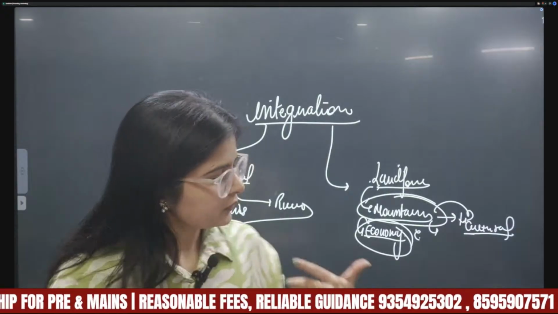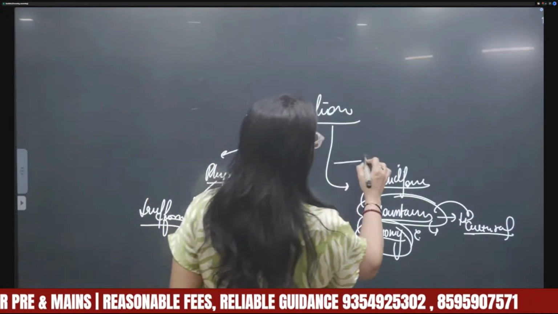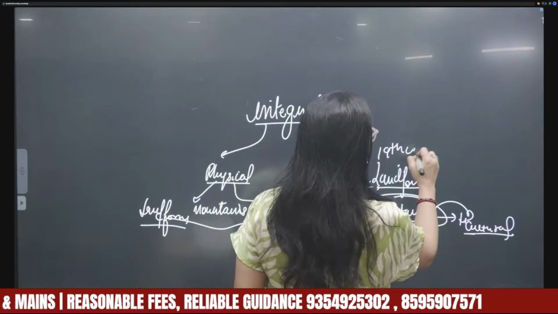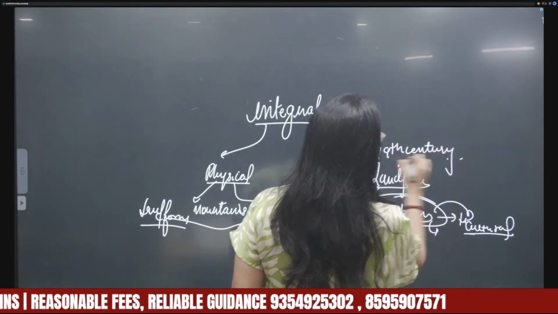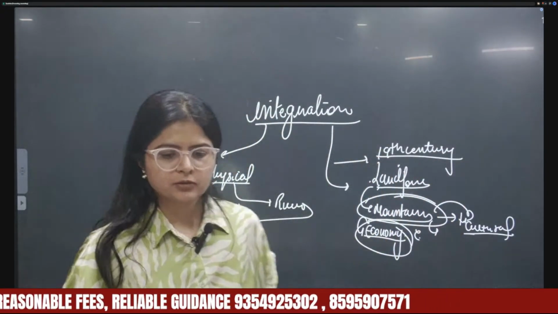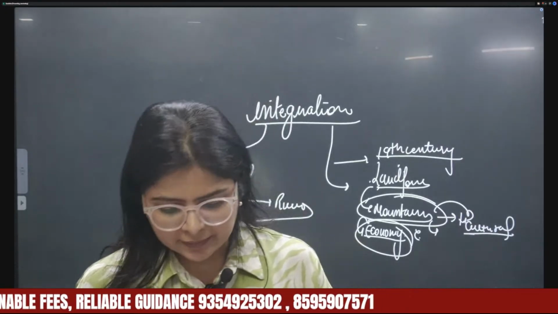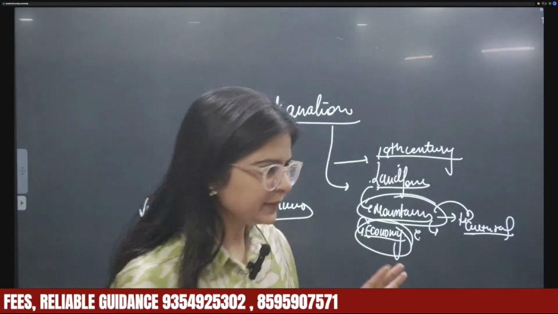ठीक है? और ये कब आया था? It happened after 19th century. I'll make you write all of this. Don't worry about writing part. ठीक है? ये बाद में आया है. ठीक है? और पहले क्या आया? क्लासिकल पीरियड.